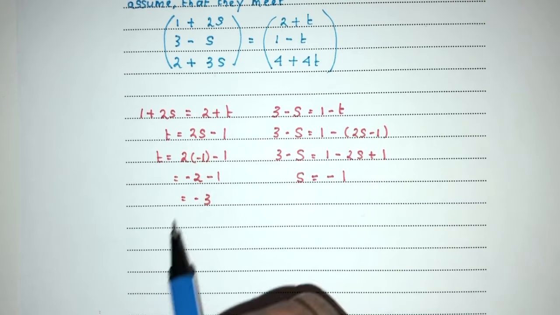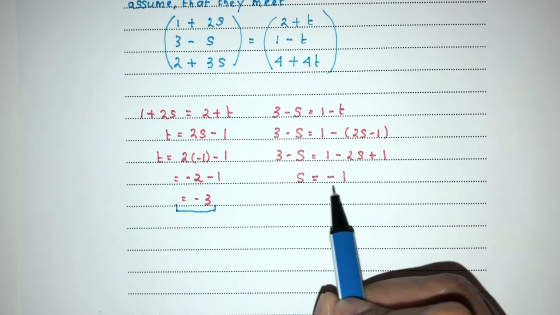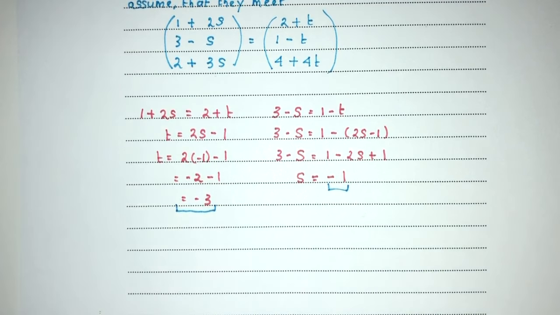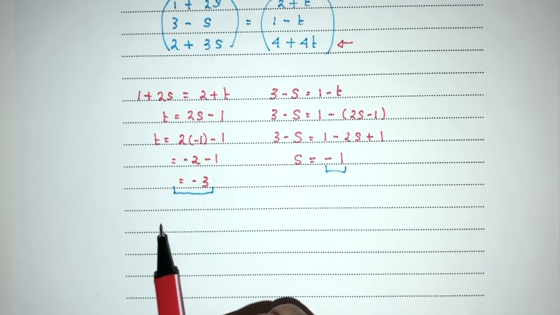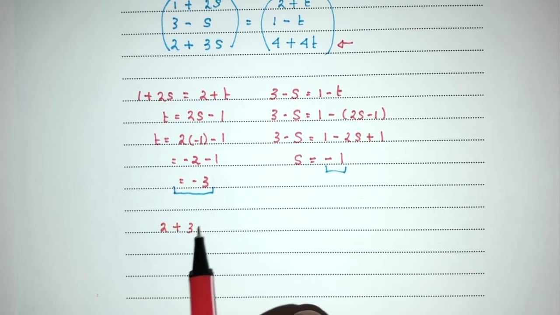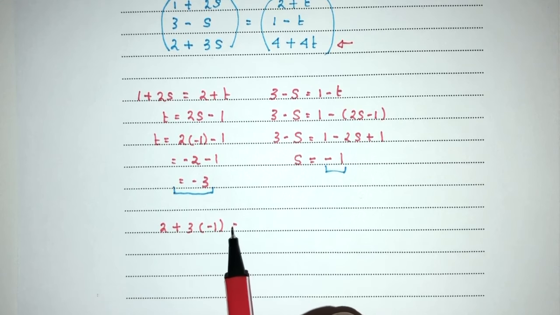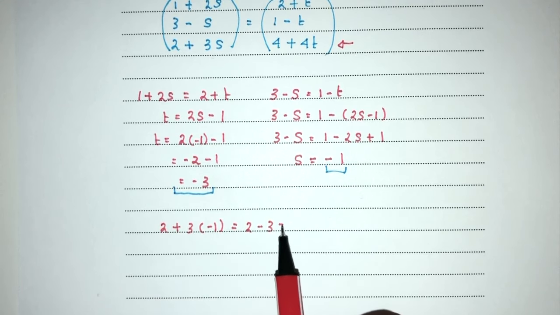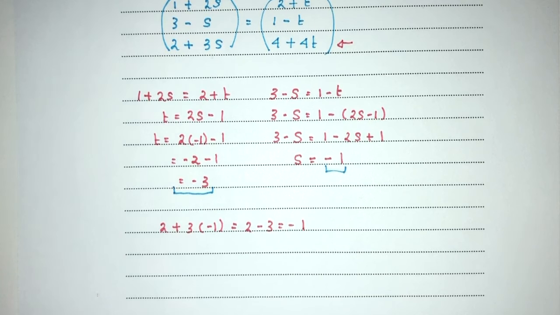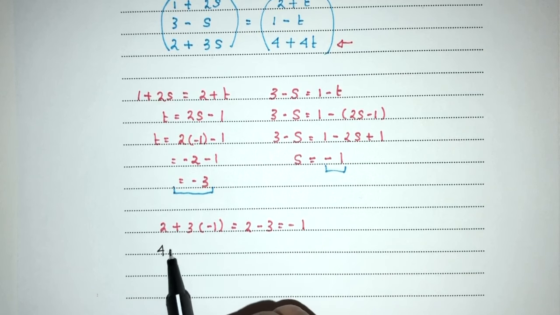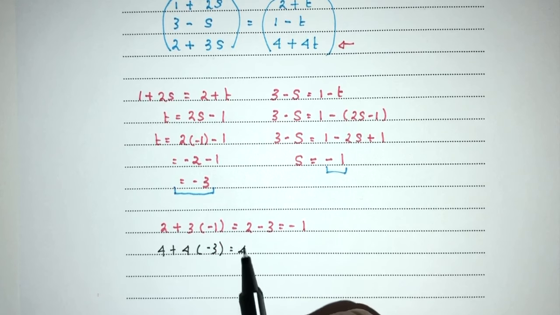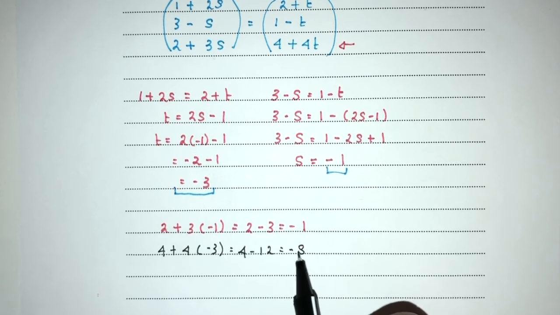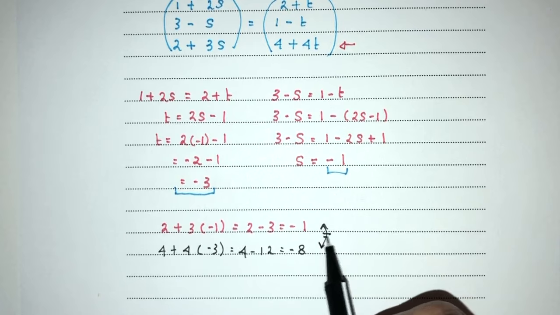Now for these two values that we have found, t is this, s is this. Let's replace those back in this one to see if it is valid or not, right? So you will have 2 plus 3s is minus 1 is equal to 2 minus 3. That should be minus 1. Now for this one, let's see what happens. So here we have 4 plus 4t. t is minus 3. That will be 4 minus 12. That should be minus 8. So these two are not equal.